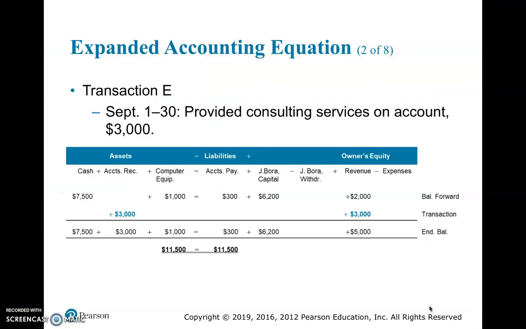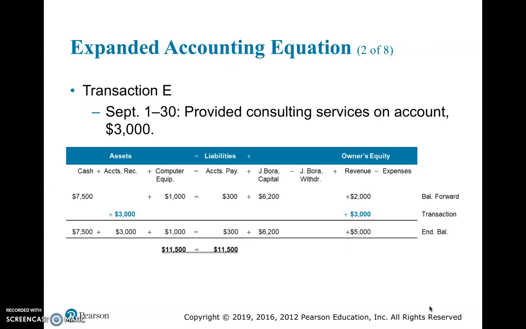We're going to go over a few transactions in this video. Transaction E is saying that the company provided services on account. Whenever you see the word on account, you've got to remember if it's a purchase on account, it means we haven't paid for it. Therefore, we have a liability, accounts payable.